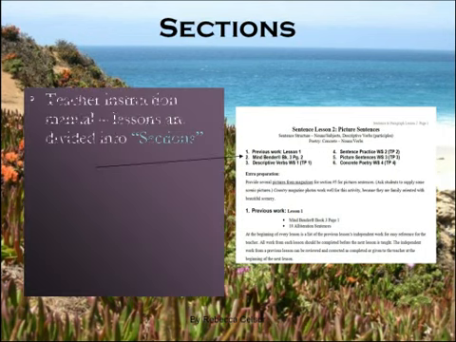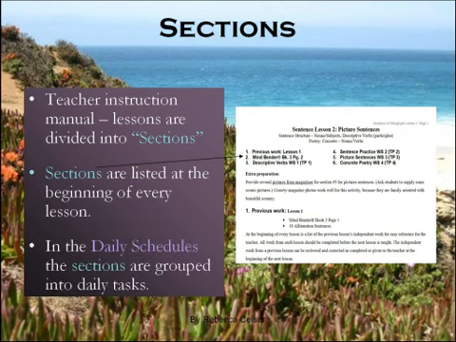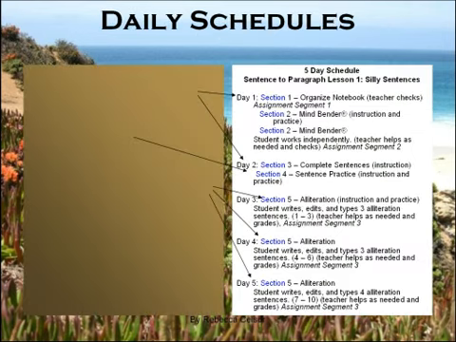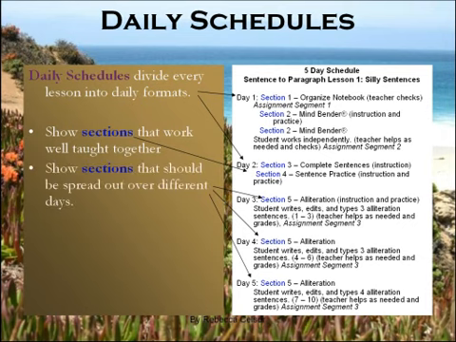In the teacher instruction manuals, each lesson is divided into sections. Sections are listed at the beginning of every lesson, at the top of the first instruction page in the lesson, so you can easily see what will be taught in that lesson. And also in the daily schedules, the sections are grouped into daily tasks. Daily schedules divide every lesson into daily formats. They show sections that work well taught together, and they show sections that should be spread out over different days because they will take longer to complete.